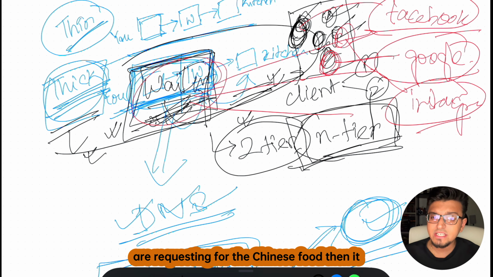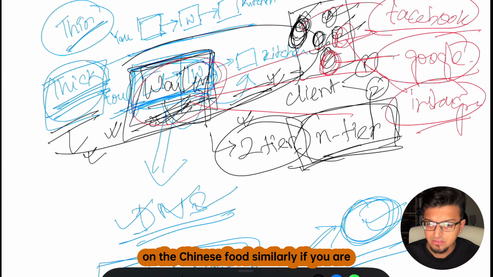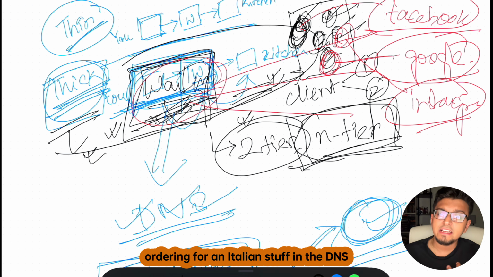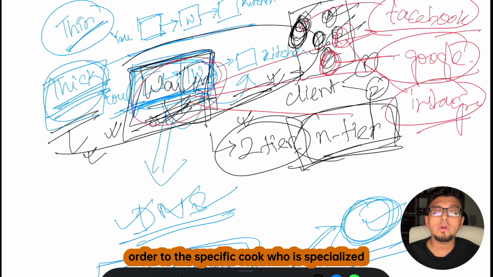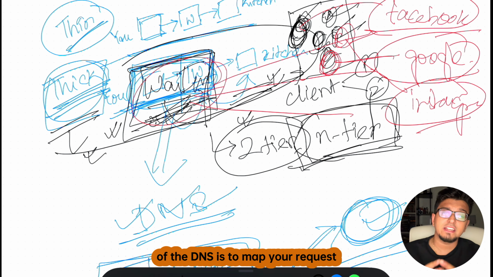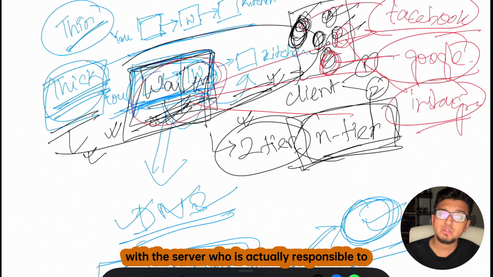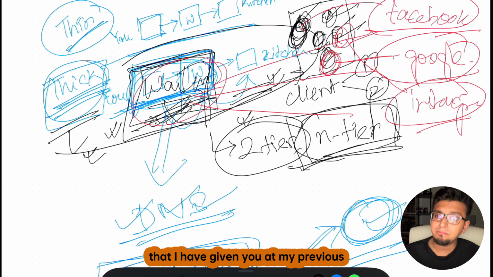Means if you are requesting Chinese food, then it was going to the cook who is specialized in Chinese food. Similarly, if you are ordering Italian stuff, then the DNS or the waiter was responsible to give that order to the specific cook who is specialized in Italian stuff. So the main responsibility of the DNS is to map your request with the server who is actually responsible to fulfill it.